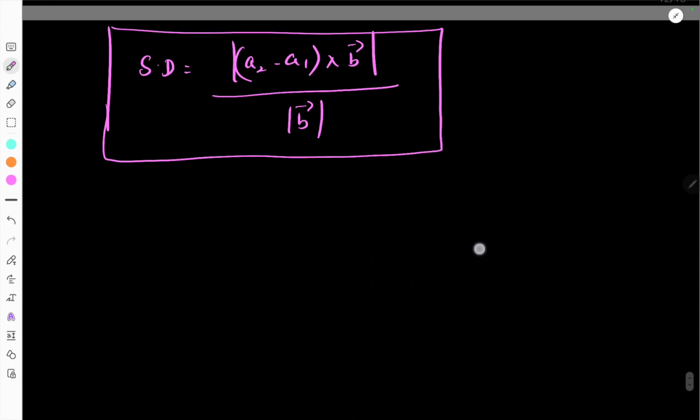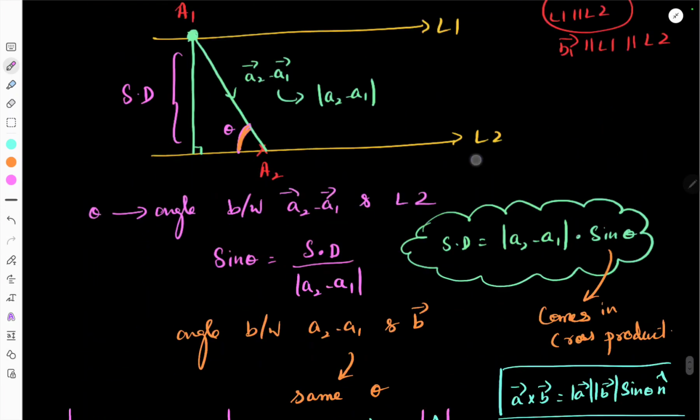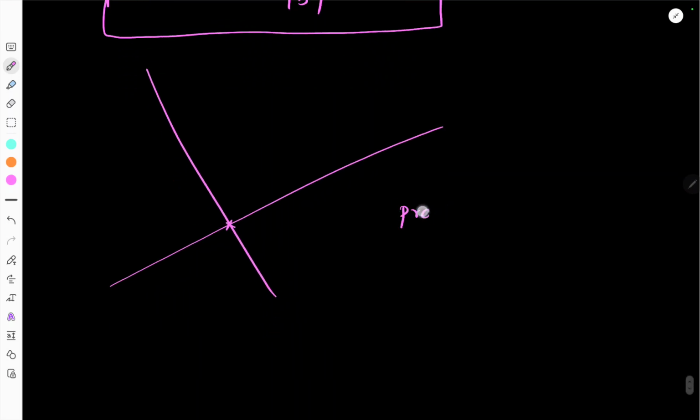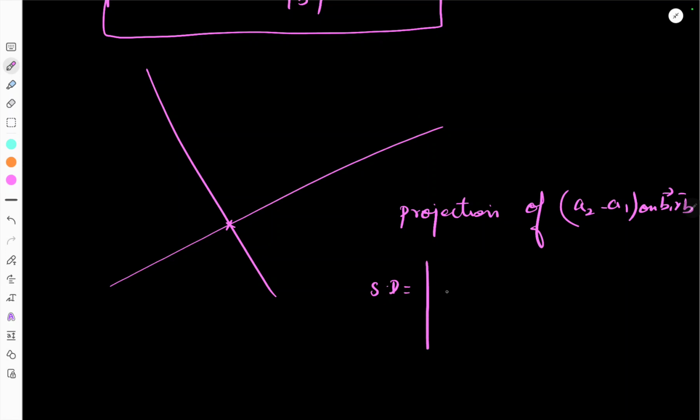Okay, suppose in these lines itself, suppose two lines are intersecting, which means what is the formula we have? Projection of, we just have to remember this statement, A2 minus A1 on B1 cross B2. So the formula for shortest distance for skew lines is: A2 minus A1 dot B1 cross B2 divided by the magnitude of B1 cross B2. So this is the formula we have.